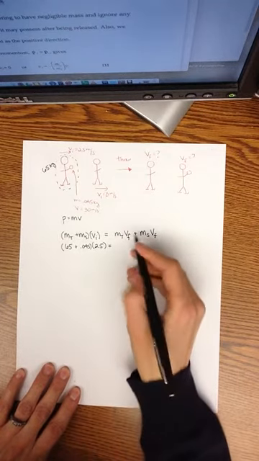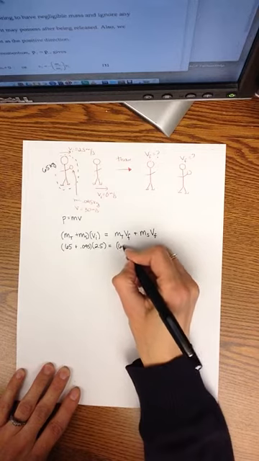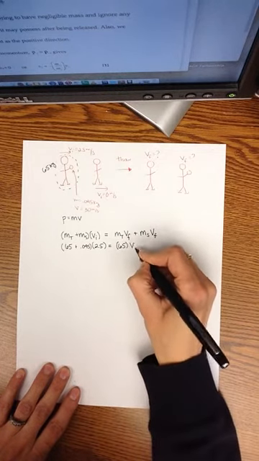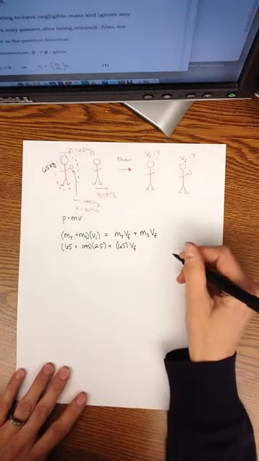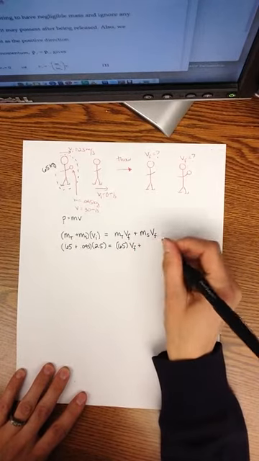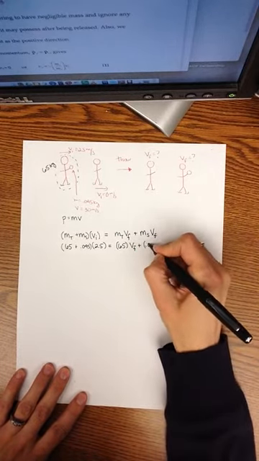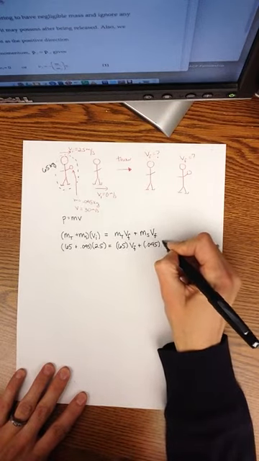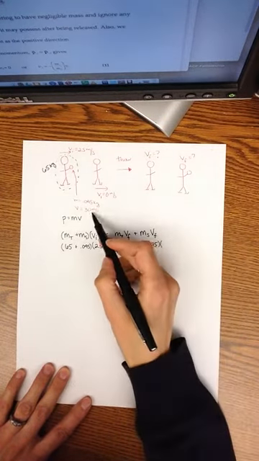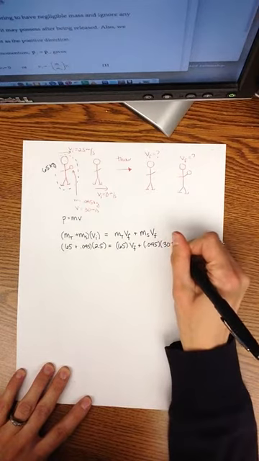And then afterwards, the mass of the thrower is still the same, 65, and his new final speed is what I'm looking for. Plus, though, the momentum of the snowball. And so that's the 0.045 kilograms, and the speed of the snowball after the throw is 30 meters per second.